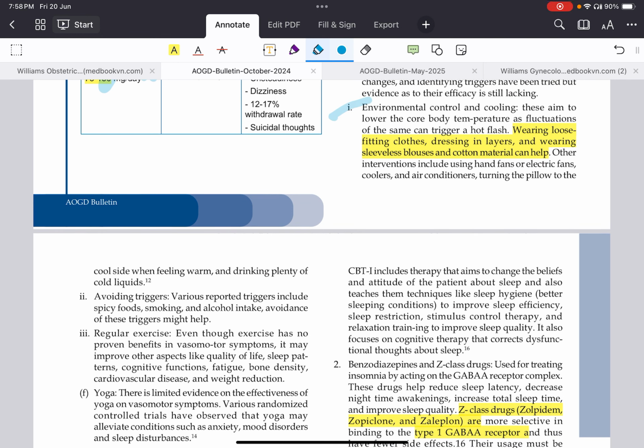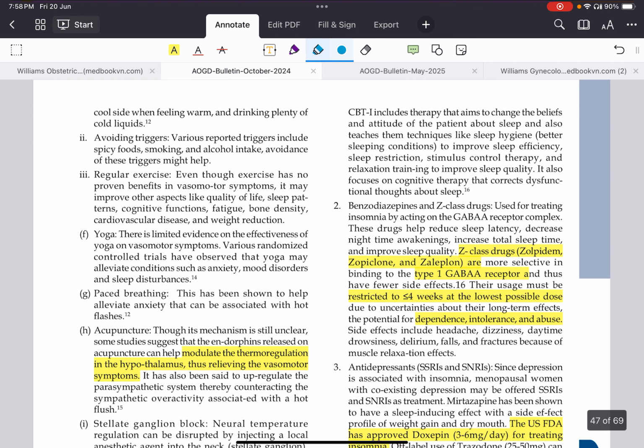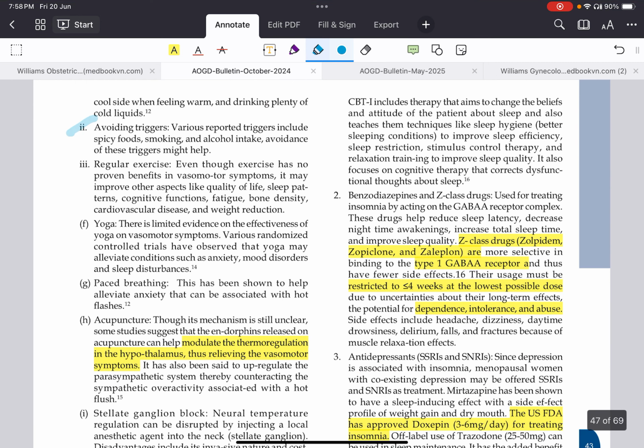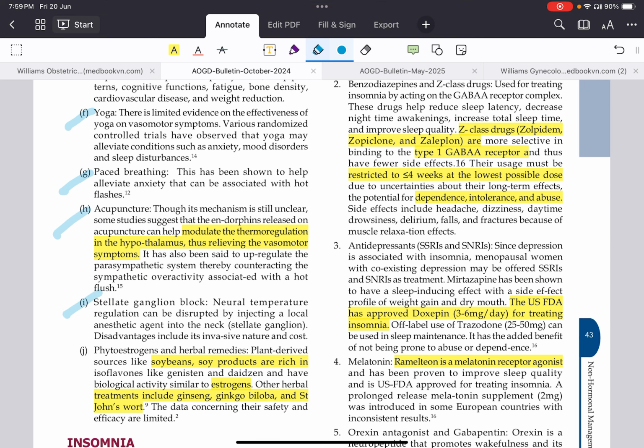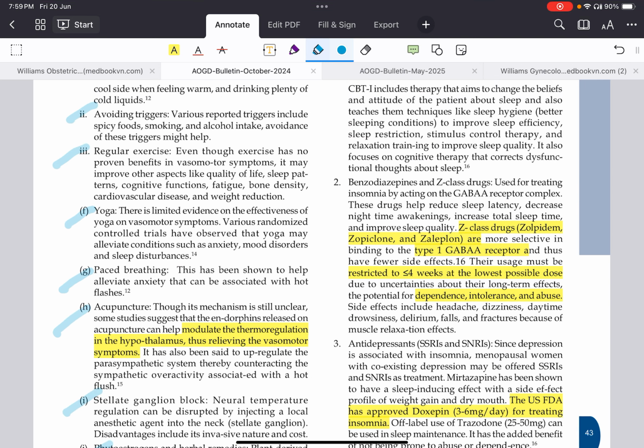For hot flushes, wear loose clothes, dress in layers, sleeveless blouse, cotton material can help. Avoid the triggers like spicy food. Regular exercise should be done. Yoga is better. Paced breathing. Acupuncture is being studied. Stellate ganglion blocks are given. Phytoestrogens are being studied.